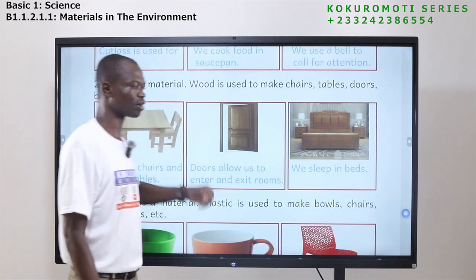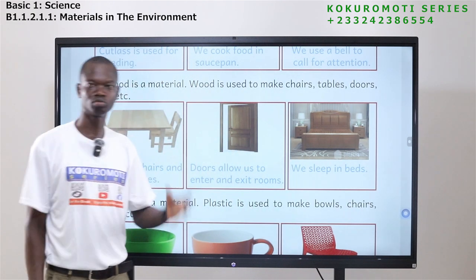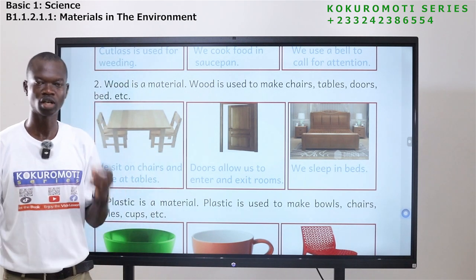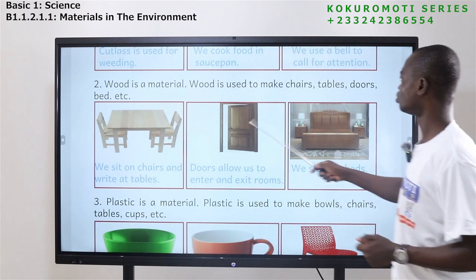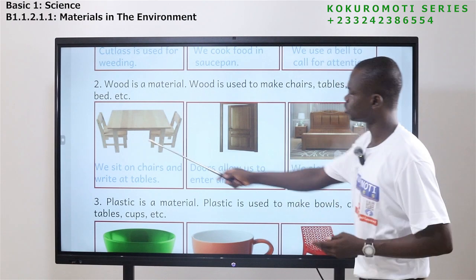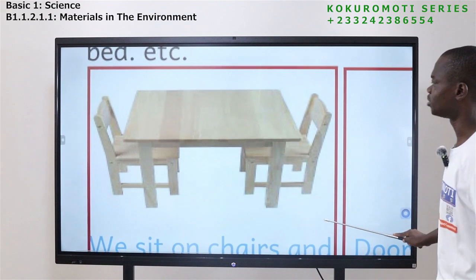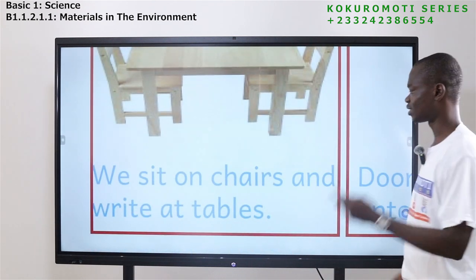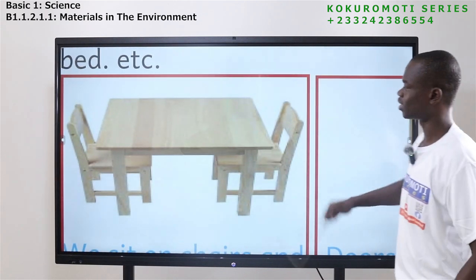Now wood is a material. We have looked at the first material called metal. The next one we are looking at is what? Wood. What are some of the things that we use wood for? What objects do we use wood for? So we are saying that wood is a material. Wood is used to make chairs, tables, doors, beds, and the rest. All these are what? Objects. So we sit on a chair and also write at the table. You sit here, you put your book on the table, and then you write.